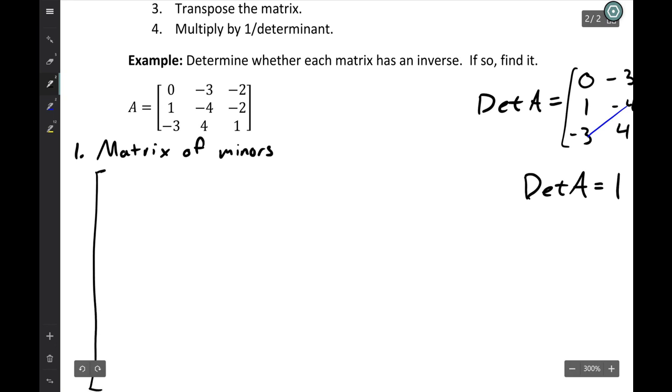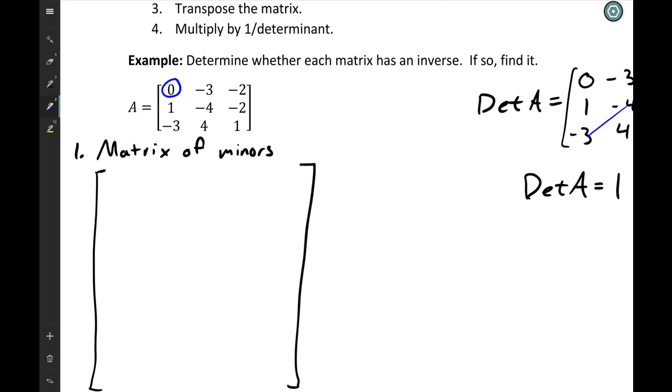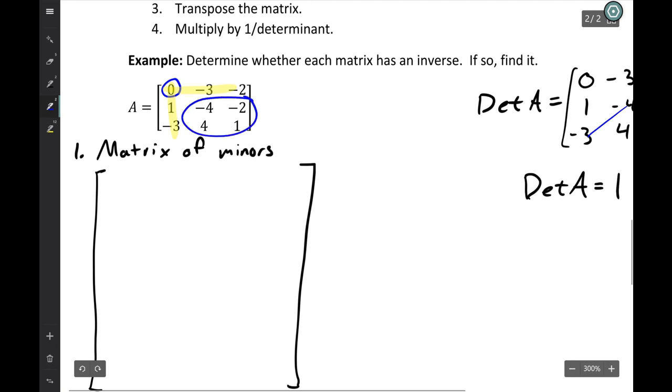So make it this giant matrix right here. Okay, so same method as what we used before, except this time you're going to go entry by entry. So start with A sub 1 comma 1, and that's going to block off this row and column, and that gives you this matrix here. Okay, that's your matrix of minors for your first entry.